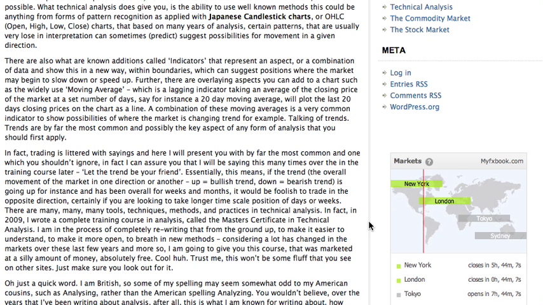Now, essentially this means if the trend, the overall movement of the market in one direction or another, up, bullish trend, down, bearish trend, is going up, for instance, and has been overall for weeks or months, it would be foolish to trade in the opposite direction, certainly if you're looking to take a longer time scale position of days or weeks. There are many tools, techniques, methods and practices in technical analysis.